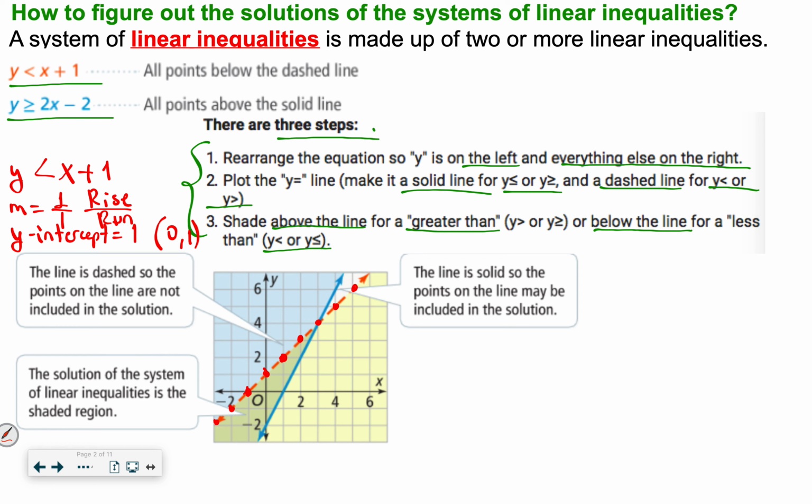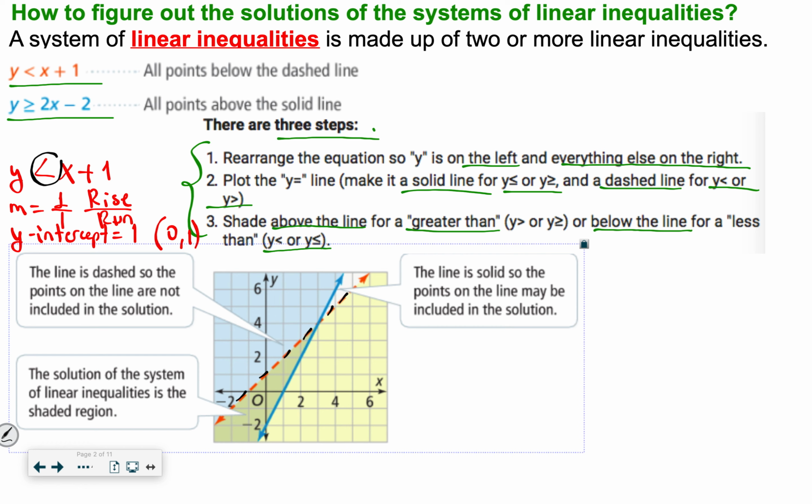Step 2, you need to use either a solid or dashed line. As you see here, ladies and gentlemen, our inequality is just less than. This is the reason we are going to use a dashed line. This is called a dashed line.